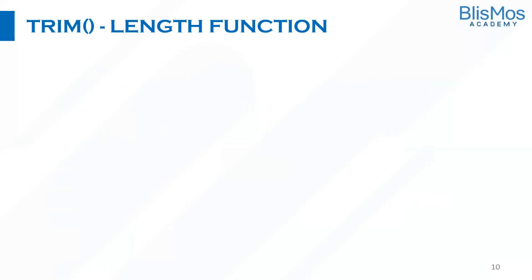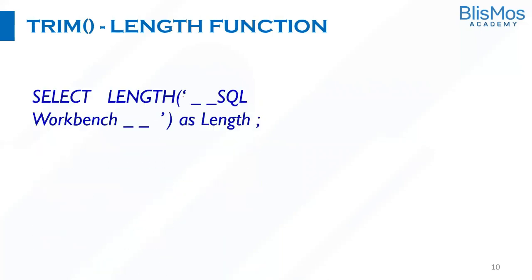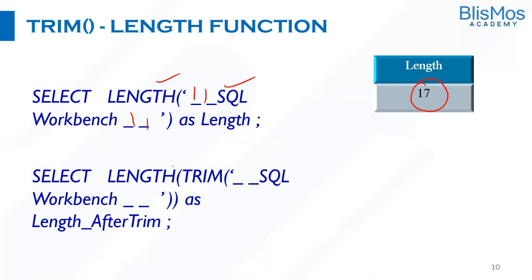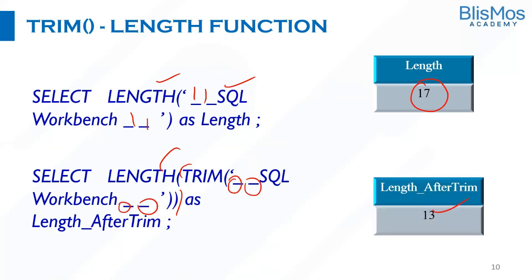If you want to know whether your trim is working fine, or if you want to know the difference before and after the trim, you can combine the length and trim functions together. In this case, if I say length of 'SQL Workbench', it will include the spaces also, and it will give me a result of 17. On the other hand, if you say length of trim of this, it will give me the length of the trimmed string. Trimmed means it would have removed the spaces. It will give me 13 because it would have removed these 4 spaces.